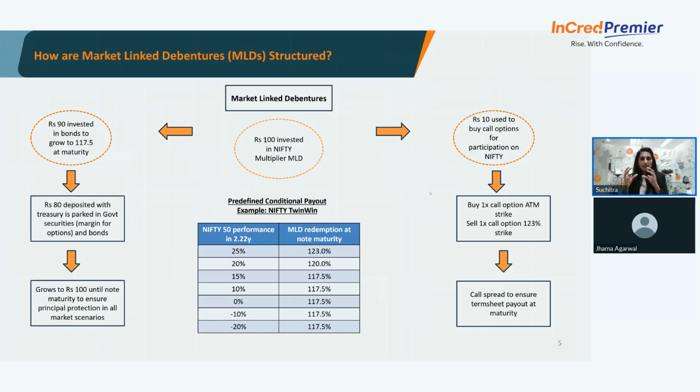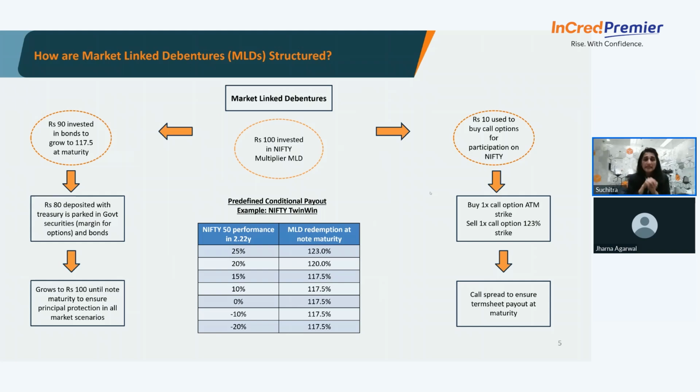How you design this product is, from the 100 that I receive from the client, I will give 90 to the treasury department. The treasury in turn will go and invest in a combination of bonds, such that they will return back to me 117.5 at the end of the tenure. That's how I get my 117.5 and I will give it back to the end investor. So I've taken 90 out of the 100 and given it to Treasury. The Treasury is going to grow it to 117.5 by investing in XYZ bonds.